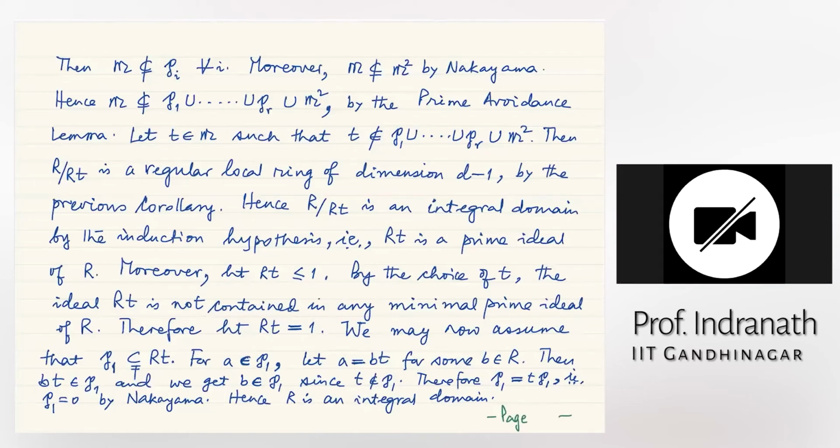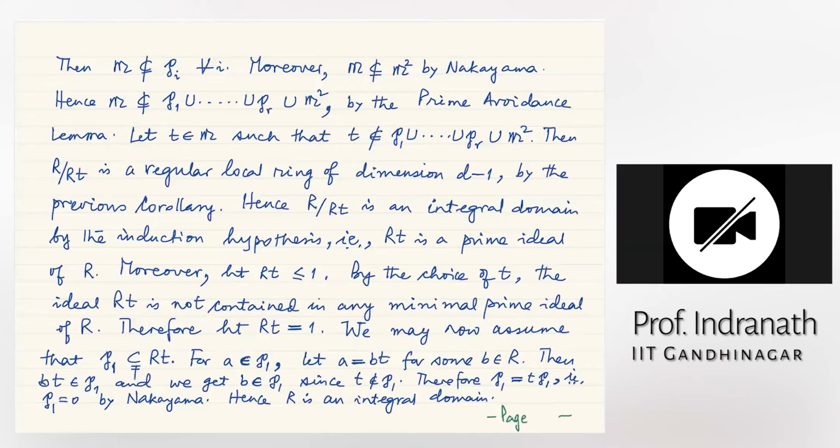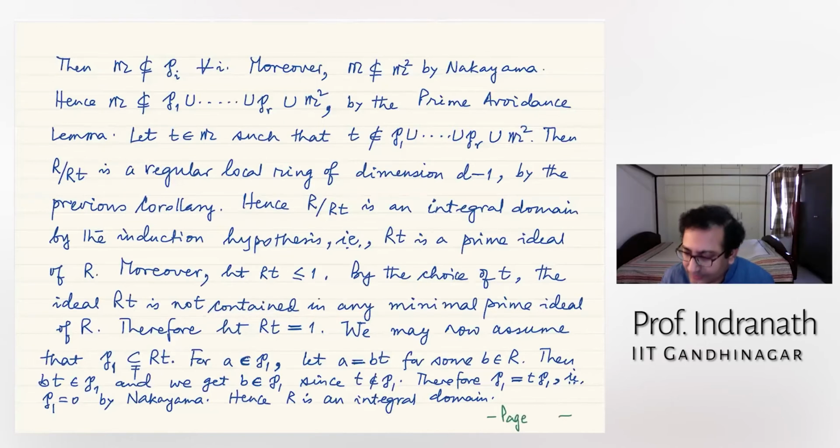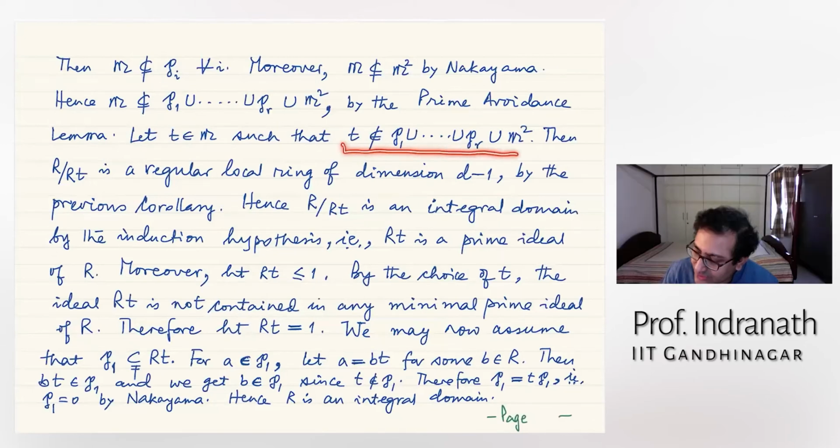Yes, sir. Why? Because we started with T belongs to M, of the choice, but T is not in P1, P2, PR, and M squared. Fine, because of the choice of T. Okay, so therefore I have height of T equal to 1. Again, somebody please respond. Why?